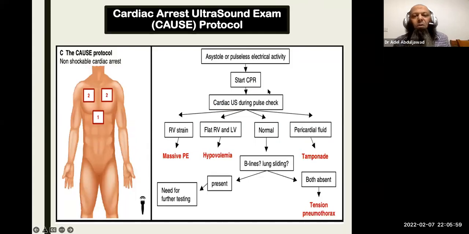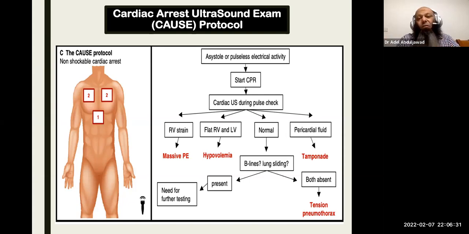The last protocol that I told you about is the cardiac arrest ultrasound exam, or CAUSE protocol. This is usually when you face a patient with asystole or a non-shockable rhythm. Usually we apply this protocol, remember, in non-shockable cardiac arrest. What's non-shockable? Asystole or PEA, pulseless electrical activity. We are not applying this during VF because the priority is giving the shock, then high quality CPR, then looking for the cause.